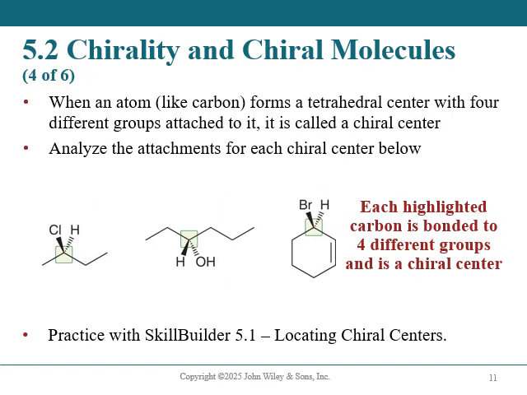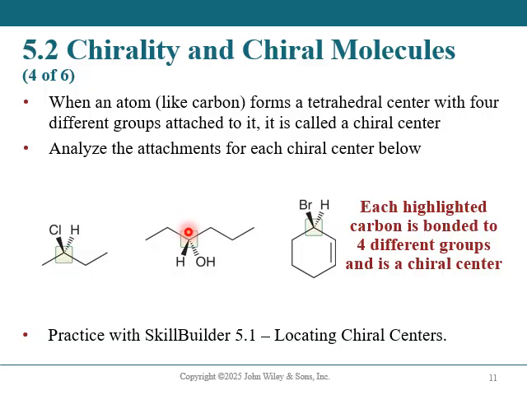When an atom, like carbon, forms a tetrahedral center with 4 different groups attached to it, it is called a chiral center. In this case, let's analyze each of these examples to see if they are chiral centers. So we're looking at this carbon atom first. You have carbon, you have a methyl group, you have an ethyl group, you have chlorine, and you have hydrogen. Because they are 4 different groups, you can have that molecule plus its mirror image. It is a chiral center.